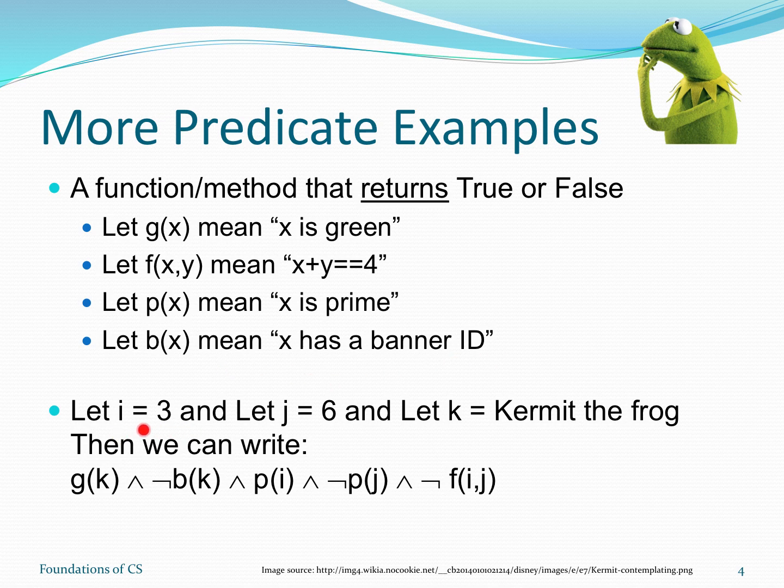And so we can come up with some constants, for example, and say if i is equal to 3 and j is equal to 6 and k is equal to Kermit the Frog, then we can write, all right, let's see. Kermit the Frog is green, and it's also the case that Kermit the Frog does not have a Banner ID, and it's also the case that 3 is prime, and it's also the case that 6 is not prime, and it's also the case that, what was F? Oh yeah, so 3 plus 6 does not equal 4. All right, so this is sort of a woof, a well-formed formula, but it's made up of predicates with constants as parameters or arguments to the predicate.